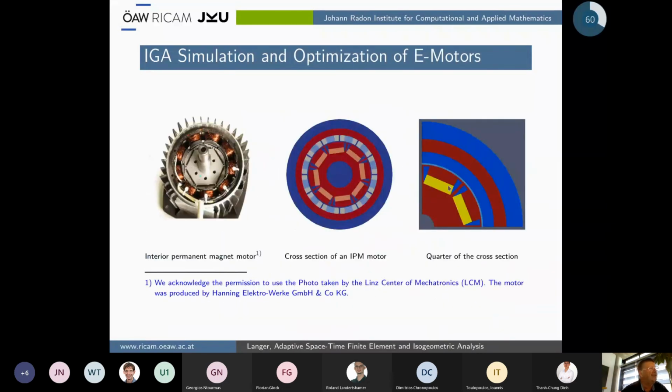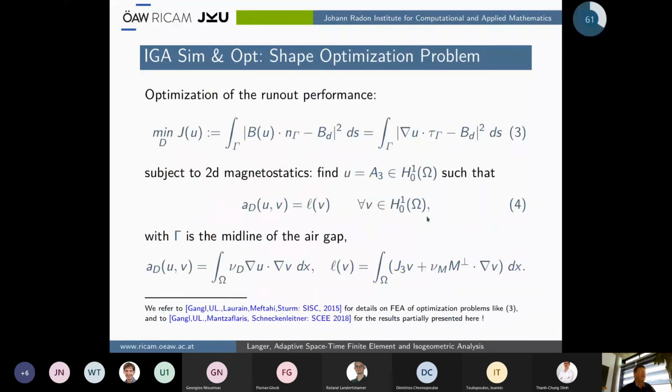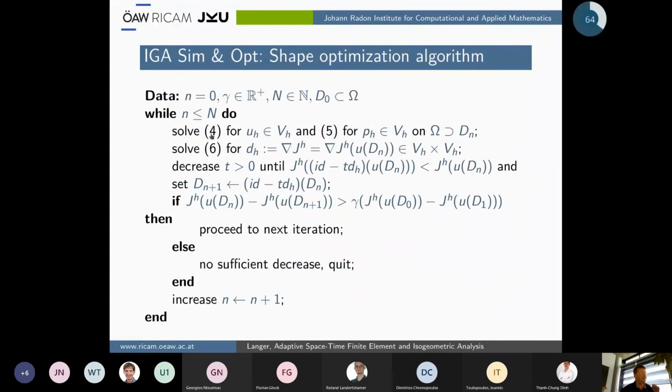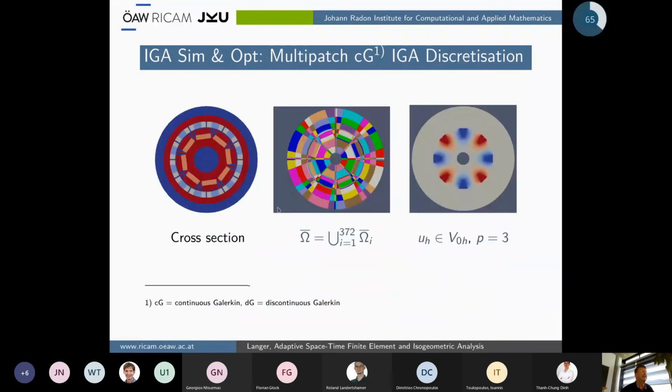So here I want to change only this part. These are the electrical magnets, these are the coils. I will only change this part, the ferromagnetic material. So this we can do. So this is the algorithm: compute the solution, compute the adjoint, compute the displacement. And then you can proceed. And then we decompose these electric machines into 72 conforming patches.